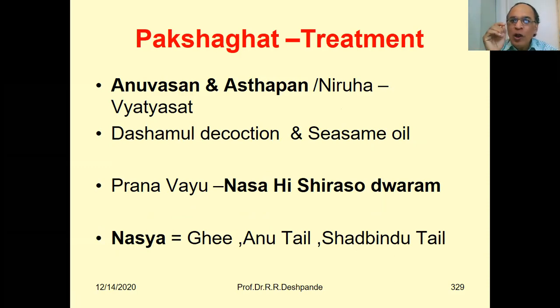Anuvasana is only oil enema, medicated enema by sesame oil, tila taila. And then another is asthapan. Asthapan means niruha. That is, oil is there, but again, vata is also there. Decoction is also there, then that is asthapan. Then Dashamula decoction you can use.